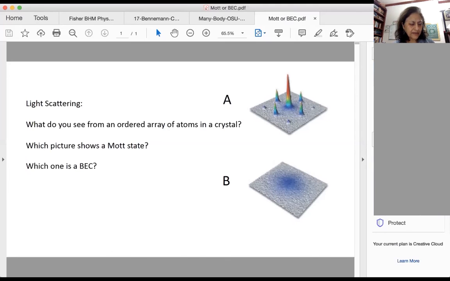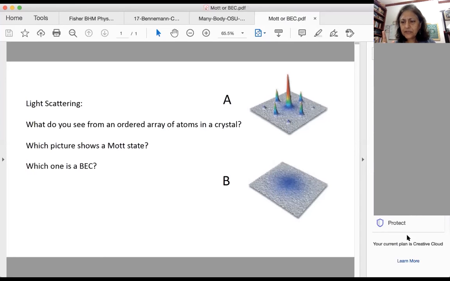Are people responding? You just have to say A is this and B is this. It doesn't take very long. I would think A has a lattice structure, so it looks like a Mott insulator, and B is like diffused, so the atoms are flowing, so it looks like a superfluid or a BEC. Okay, that sounds good. Brad, did you want to add to that?